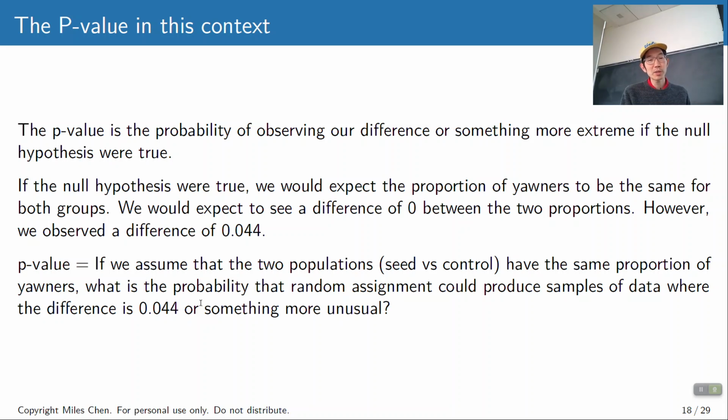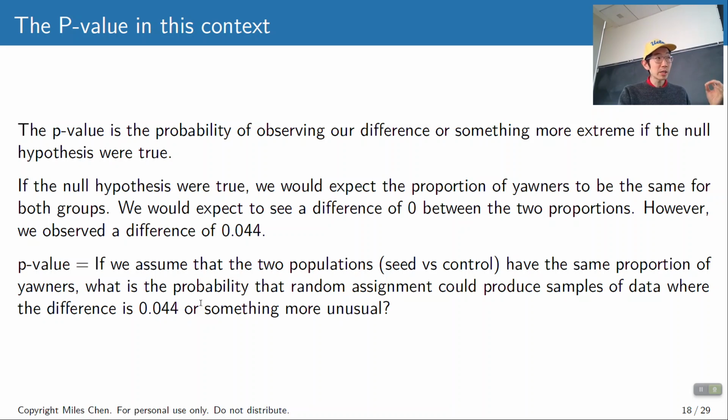So if the null hypothesis were true, we would expect our two proportions to be around the same. We would expect a difference of 0. We got a difference of 4.4 percentage points. So if we assumed that both populations, the seed and the control, have the same proportion of yawners, what is the probability that random assignment would produce a difference of 4.4 percentage points or something more unusual?